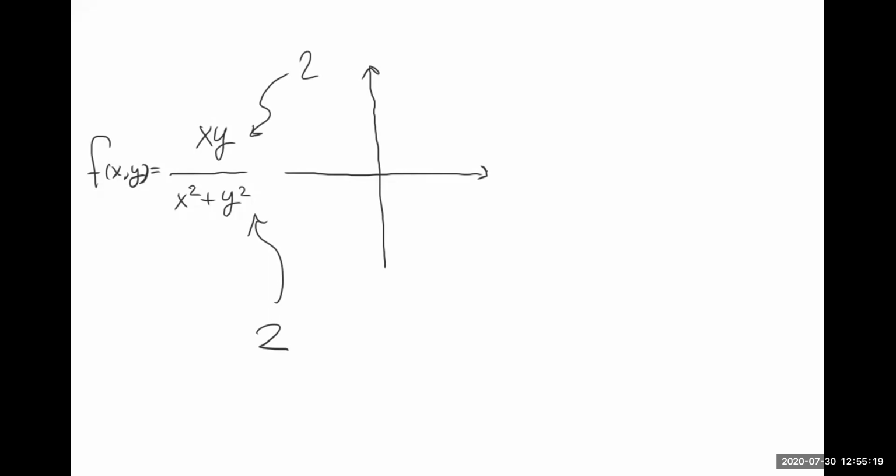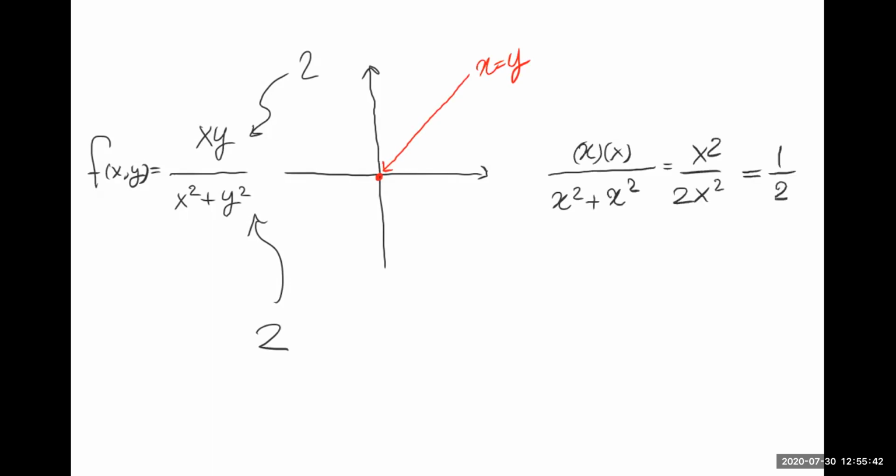I can go towards the origin, which I'm computing the limit at, along the x equals y direction. If x is equal to y, the numerator xy would be x times x, and the denominator would be x squared plus x squared. It would be x squared over 2x squared. It's 1 over 2. So along this line, all the values are 1 over 2, no matter how close to the origin we are.